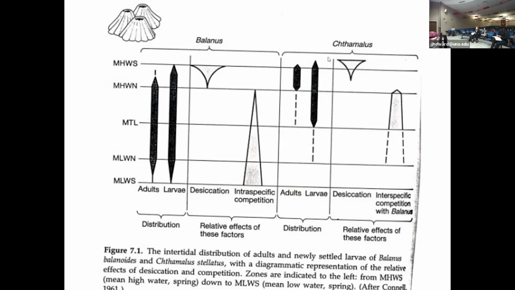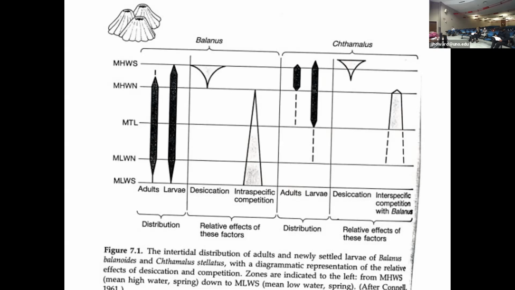Thamnus, on the other hand, can live way down in the lower intertidal if you remove Balanus. But if you don't remove Balanus, Balanus outcompetes and kills Thamnus. So we have Balanus excluding Thamnus from the lower intertidal. That's current competition.